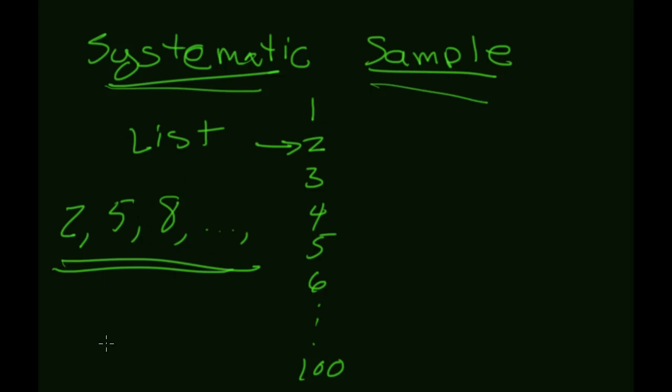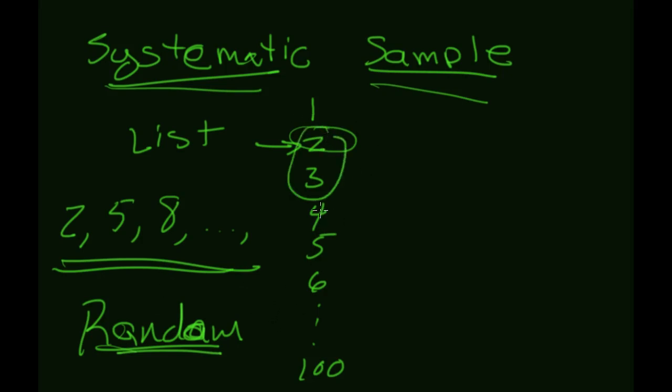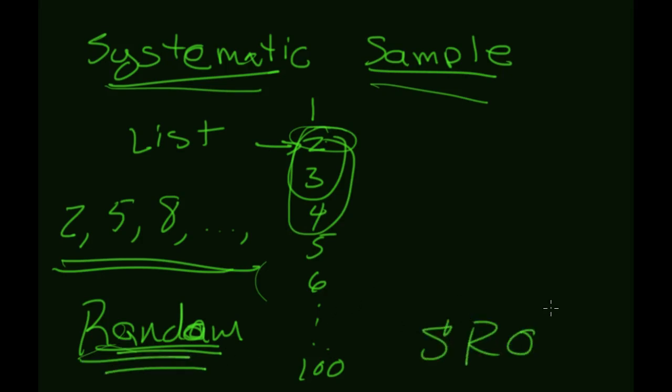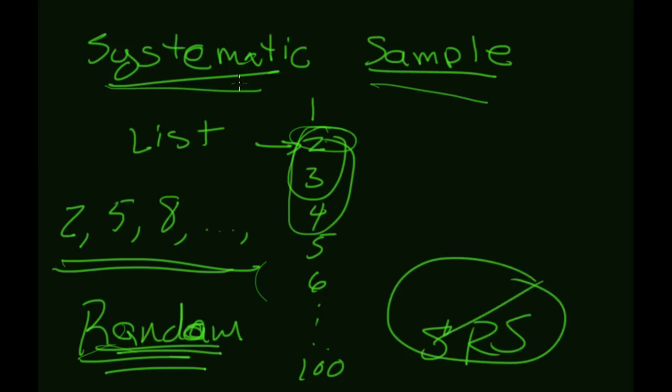Now, upside is this is random. Each person on that list, so long as I choose the first one at random, has an equal probability of being chosen. It's not a simple random sample because I can't pick 2, 3, and 4. That's not going to happen, because I'm only allowing myself to pick every third person. So I get random, but not SRS with this situation. Okay, so systematic, you pick a starting point, and then you just keep jumping by the same number.